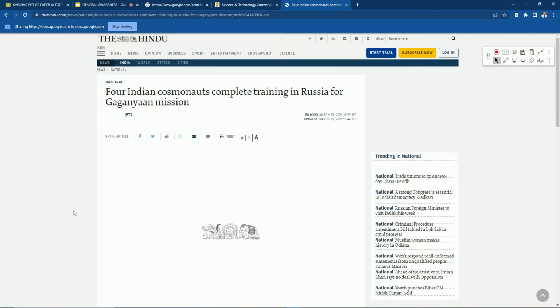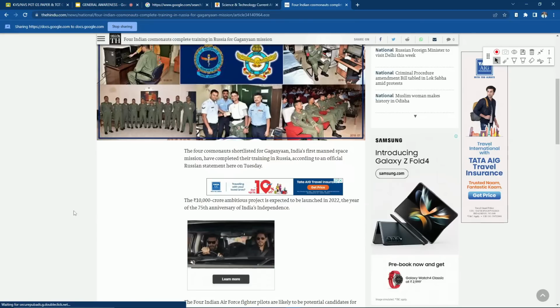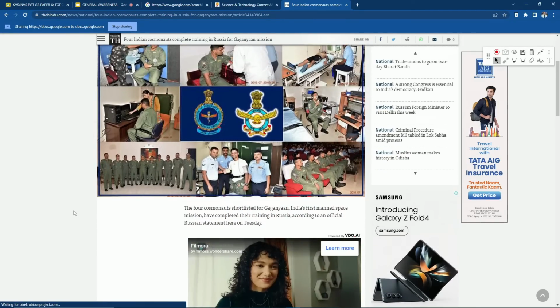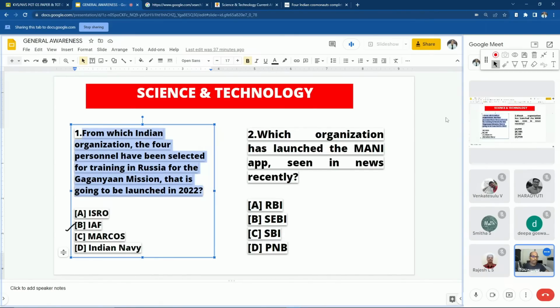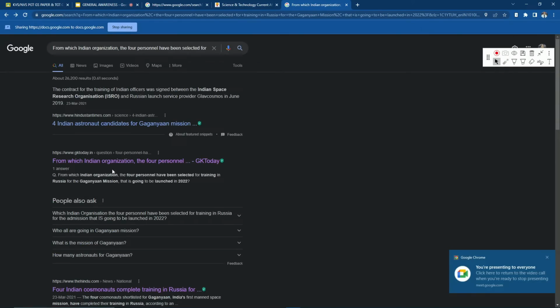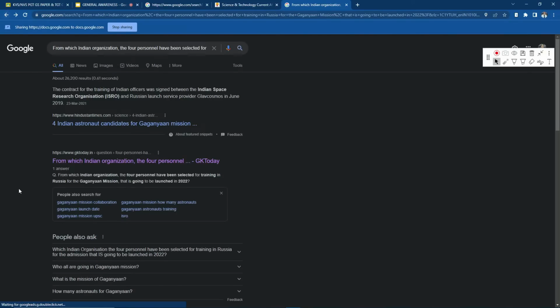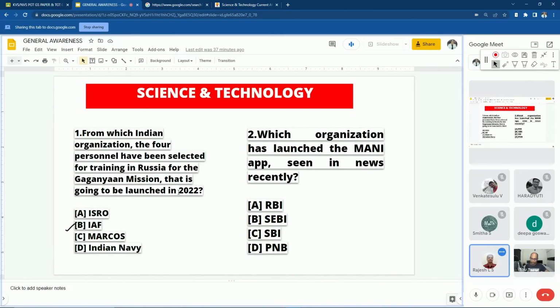Or even in the Hindu newspaper also, 4 Indian cosmonauts complete training in Russia for Gaganyaan, and they are from Indian Air Force. If you want, I can take a pic and show you. The 4 Indian Air Force fighter pilots are likely to be potential candidates for the Gaganyaan project. So Venkatesh sir, the answer is IAF. Everybody okay, convinced, or you want to check again? Rajesh sir? Yes, sir. It's correct. Because current affairs, so we have to update ourselves. ISRO is the organization which is conducting, but the people who are selected are from Indian Air Force.